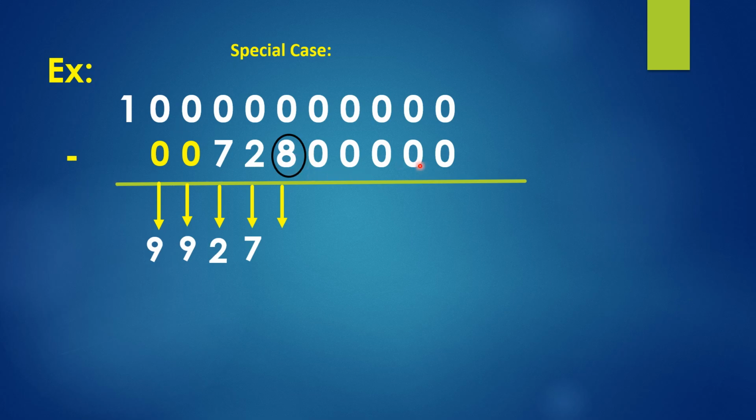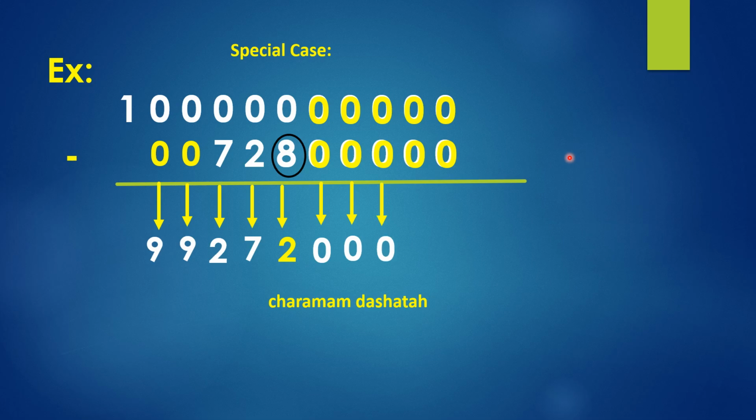After 8, all zeros are there. And on the top also, all zeros. So we can consider this 8 to be the last digit. That means now we are considering the rule Charamam Dashataha. That means how much should be added to 8 to get 10? It means 8 plus how much is 10? It is 2. So remaining all the digits you can write as 0, 0, 0, 0, 0. Okay, this is our final difference. This is the answer.